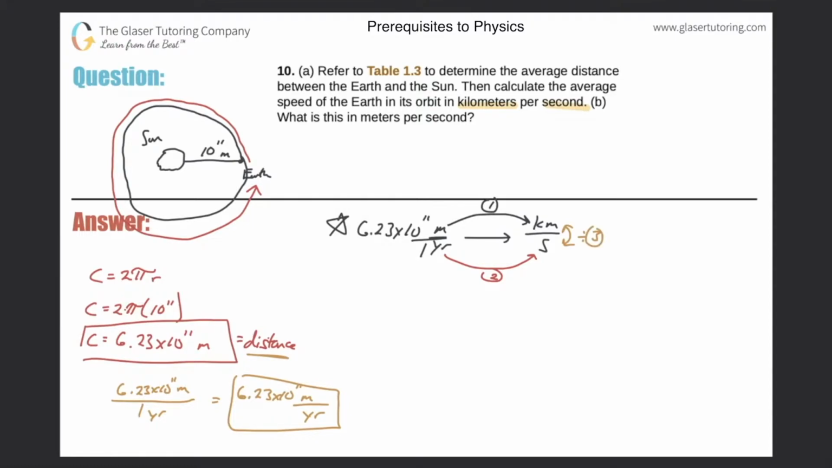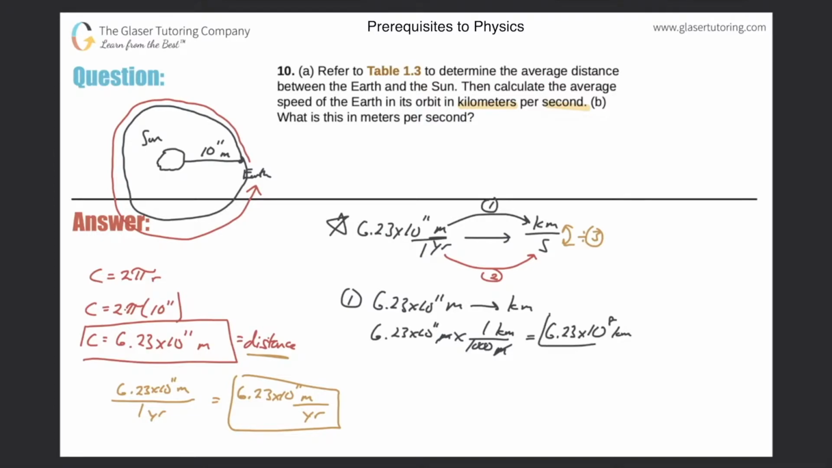Okay, so step 1. 6.23 times 10 raised to the 11 meters, convert that into kilometers. Meters on the bottom, kilometers on the top, and the relationship is 1 kilometer for every 1,000 meters. Great, so the meters will cancel. Now I can simply divide by the 1,000. So this works out to be 6.23 times 10 raised to the 8 kilometers. Okay, so we're good there.